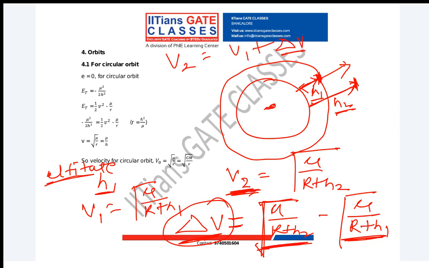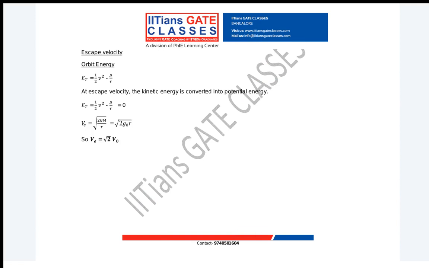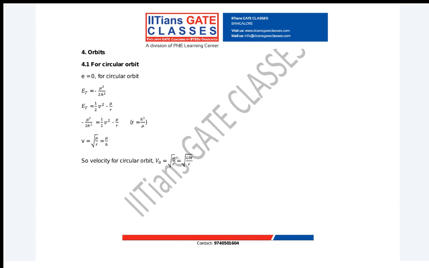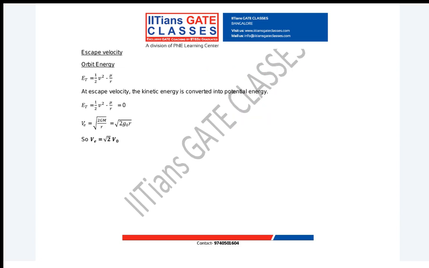Ashna, is this point clear? Because basically the majority of the GATE questions are from this. Or simply they are asking, at a particular altitude, what is the velocity in circular orbit? Okay. So guys, circular velocity is clear, and we know E value is zero. What is the ET? ET for a circular orbit is less than zero, and E is zero. Now, escape velocity. So, what is the escape velocity? Can anyone tell?